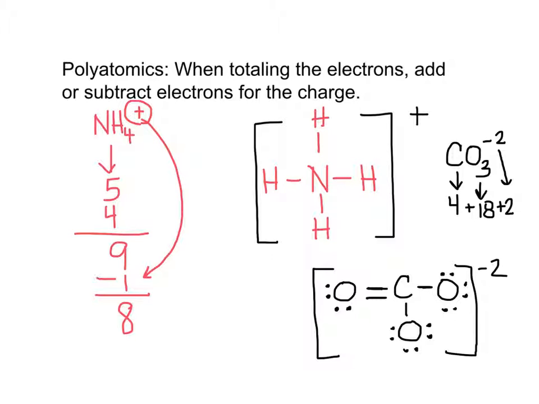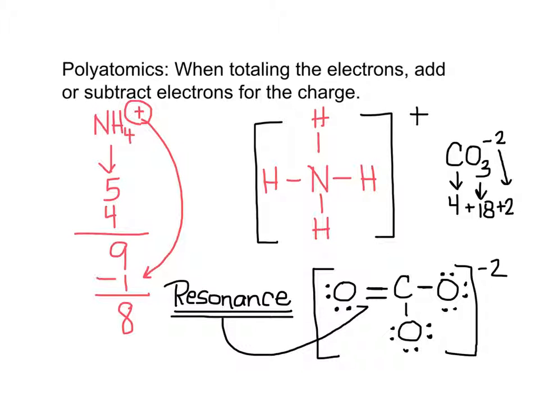Because technically it looks like there's 3 different ways we could draw this. We could put it in 3 different places. And there's actually a name for this. This is called resonance. And you're going to see this sometimes. What happens with resonance is that there's more than one way to draw it. Basically, there's more than one place you could put this double bond and get the same exact drawing.